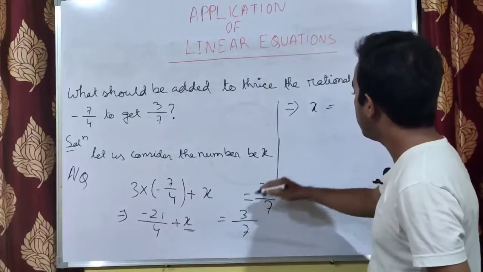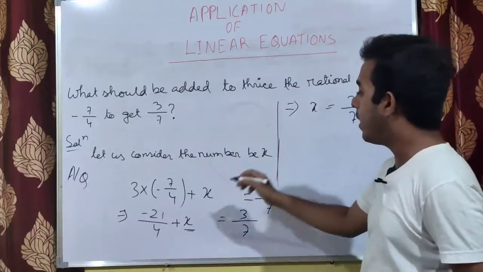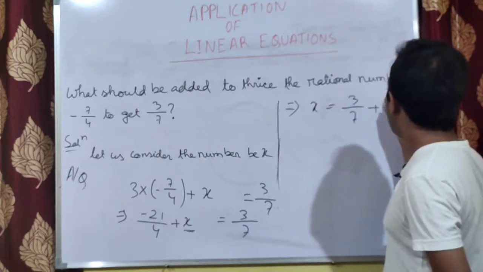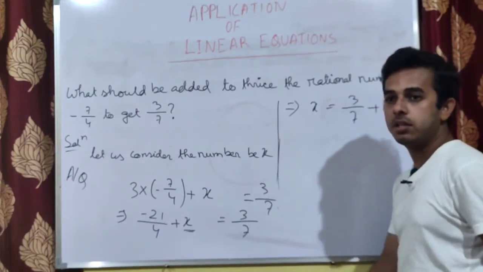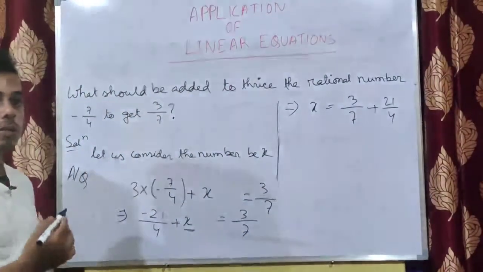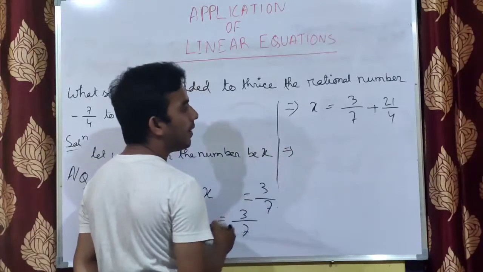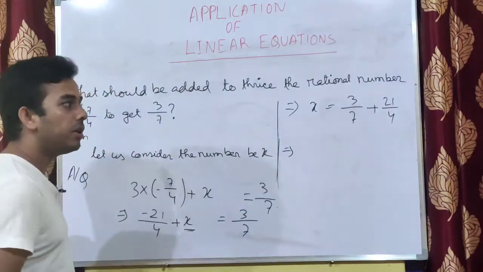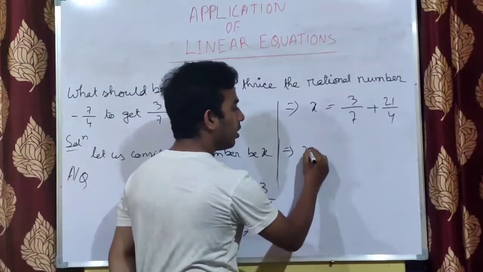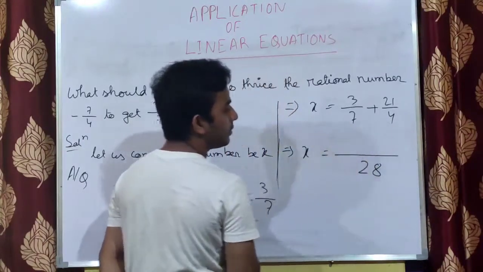x equals, x after the equal sign is what? 3 by 7, and this minus 21 by 4 will be what? It will be plus 21 by 4, right? Now we will take the LCM. For 7 and 4, the lowest common multiple is 28, right? 28 is divisible by both 7 and 4. So I will take the LCM as 28.